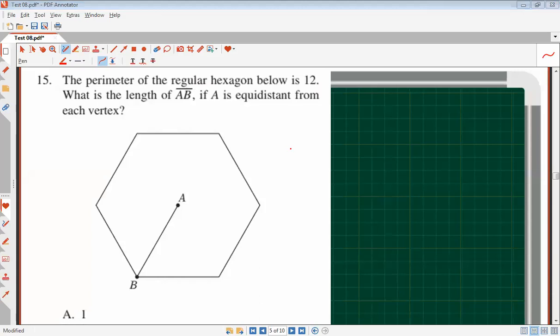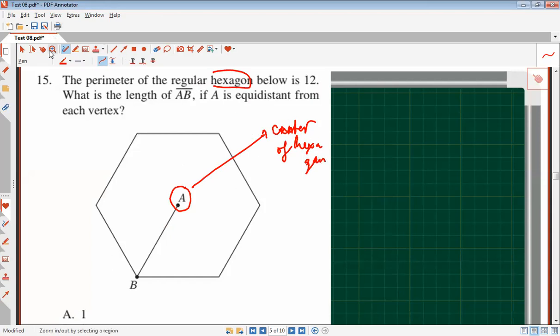Question number 15. The perimeter of a regular hexagon below is 12. What is the length of segment AB if A is equidistant from each vertex? That means the point A is the center of the hexagon, and a regular hexagon consists of 6 triangles.